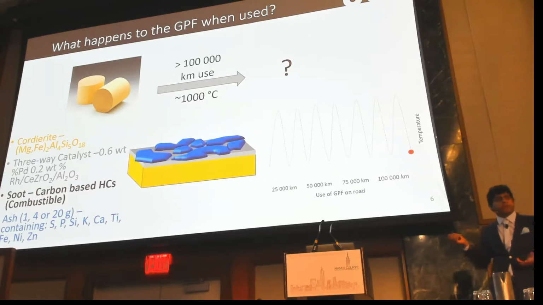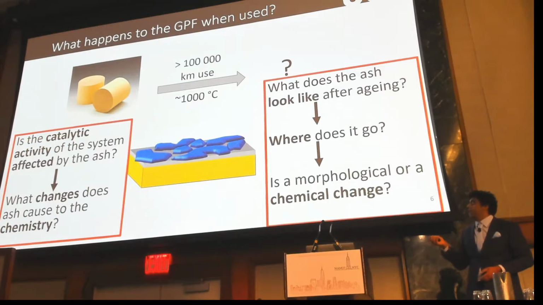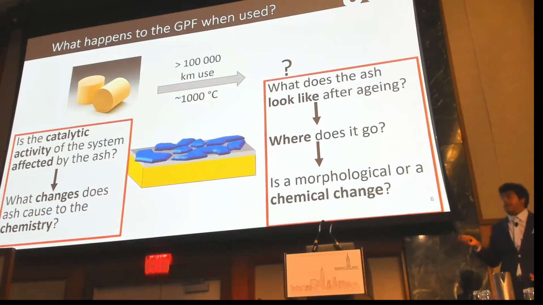So it's important to understand how the elements in the ash actually interact with the catalyst. Does it change the activity over time? Does the distribution of the elements vary upon these aging procedures? And what information does this give about the catalyst, such as changes in the morphology?